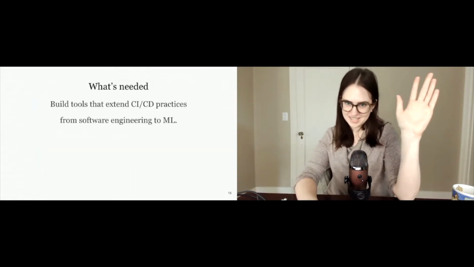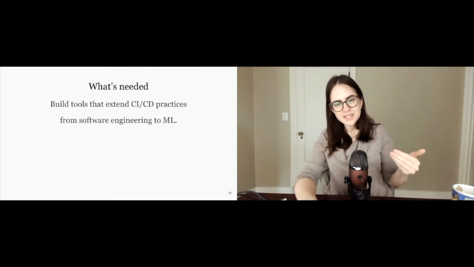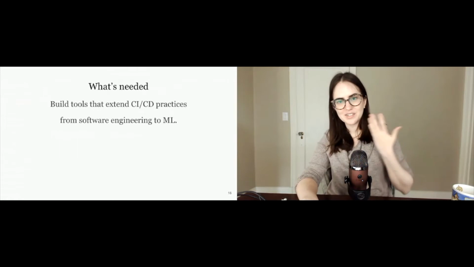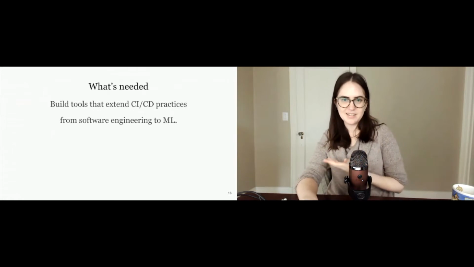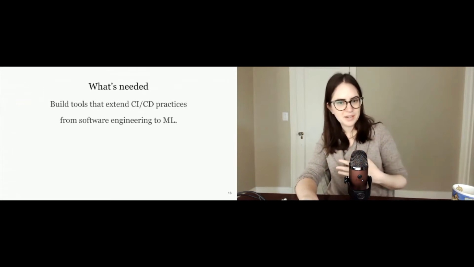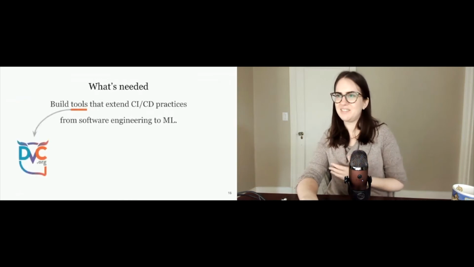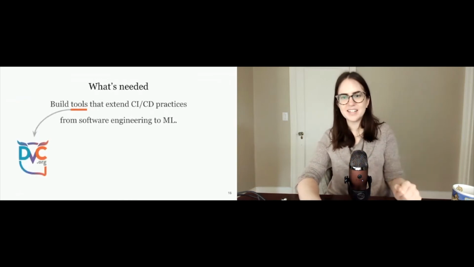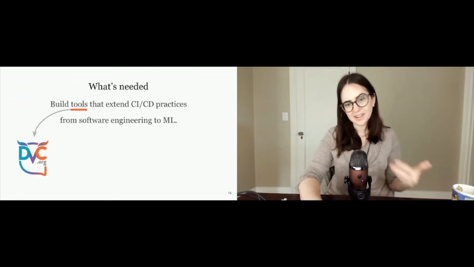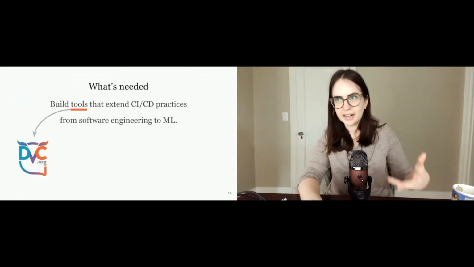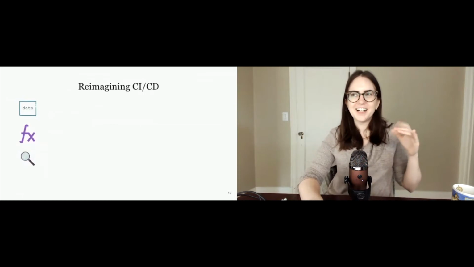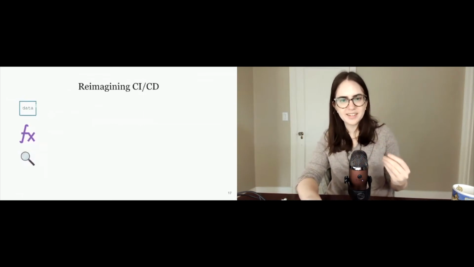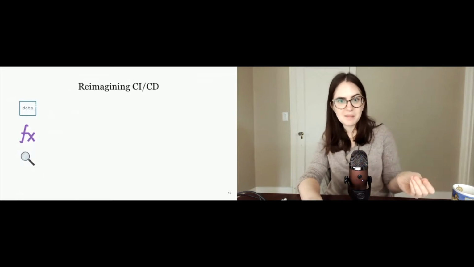So what we think is needed are tools that extend CI/CD practices from the domain of software engineering to machine learning. This is something that we're thinking about as we continue to develop DVC. So we make tools. We're going to give a shot at extending CI/CD systems to work better for data science and machine learning. I'm going to show a wish list for some of the features that we might want if CI/CD will work for ML.